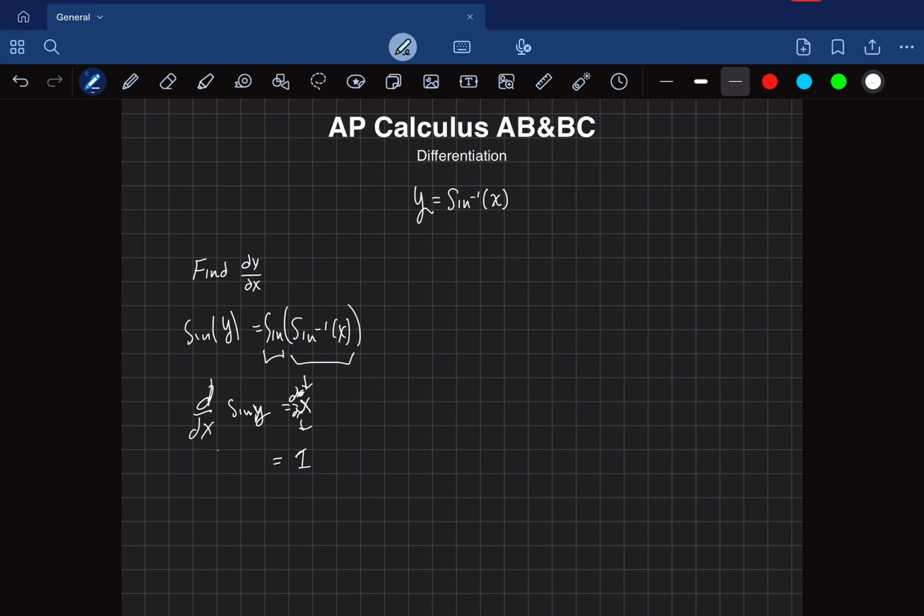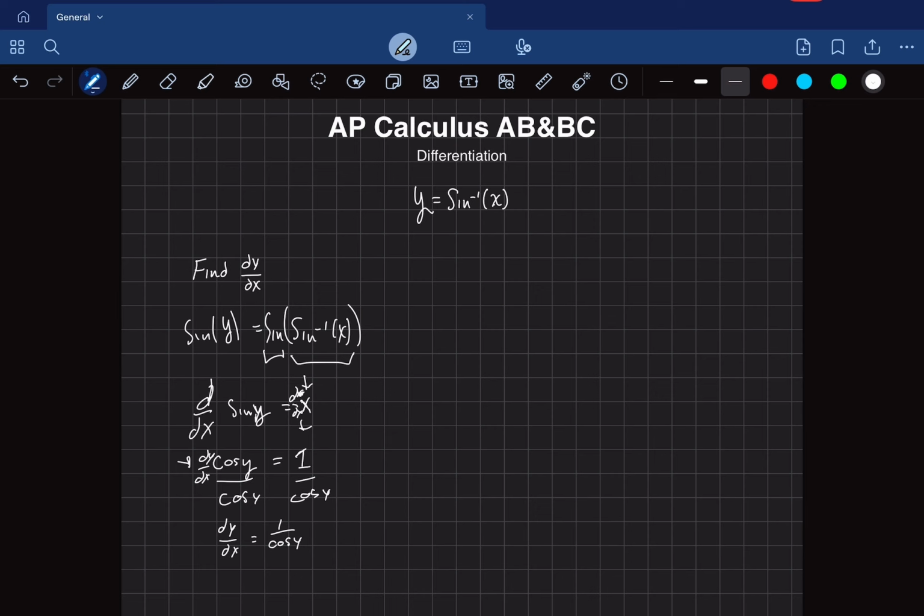Now the derivative of this, we need a chain rule. So this becomes cosine of y times the derivative of y with respect to x. Now, we are looking for dy over dx. So we can divide both sides by cosine y and get it by itself. So this becomes dy over dx is equal to 1 divided by cosine of y.